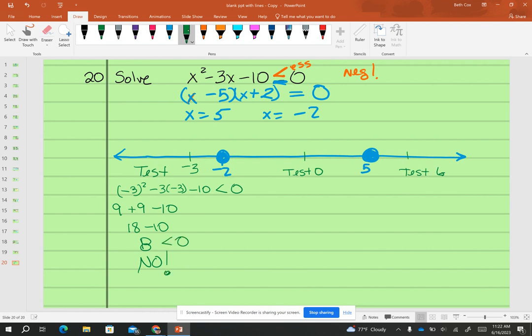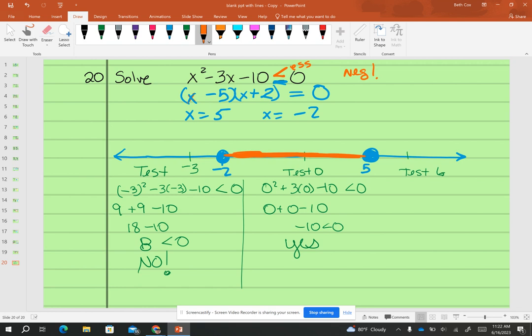Okay, so now I'm going to test 0. 0 squared plus 3 times 0 minus 10. Is that going to give me less than 0? So that's 0 plus 0 minus 10. Yes. Negative 10 is less than 0, so yes. So that is part of my answer. This is a yes. Remember it says equal, so I got that part.